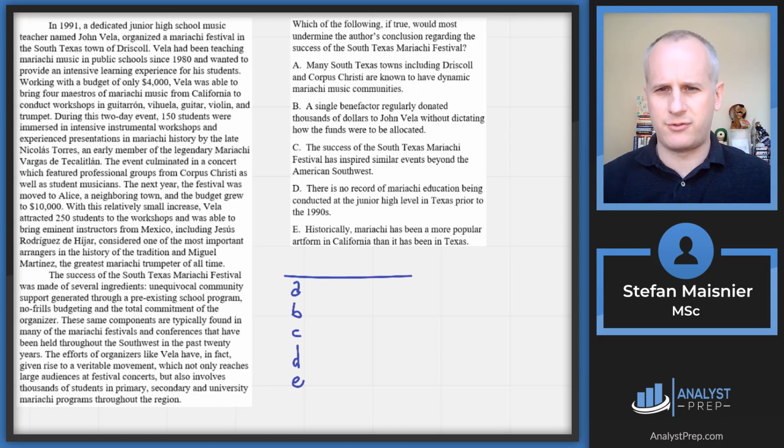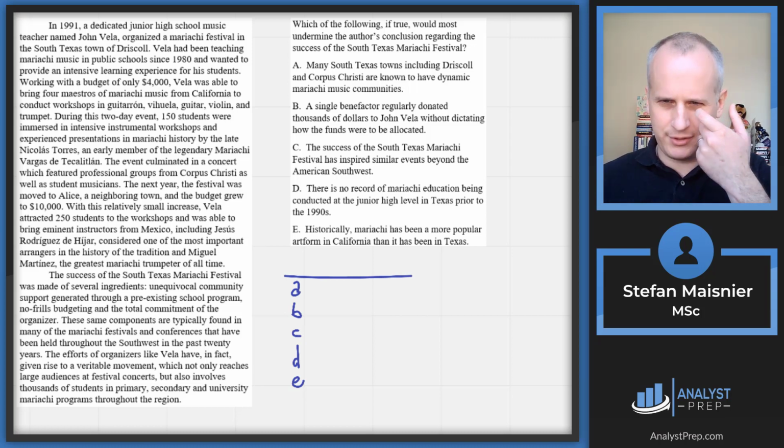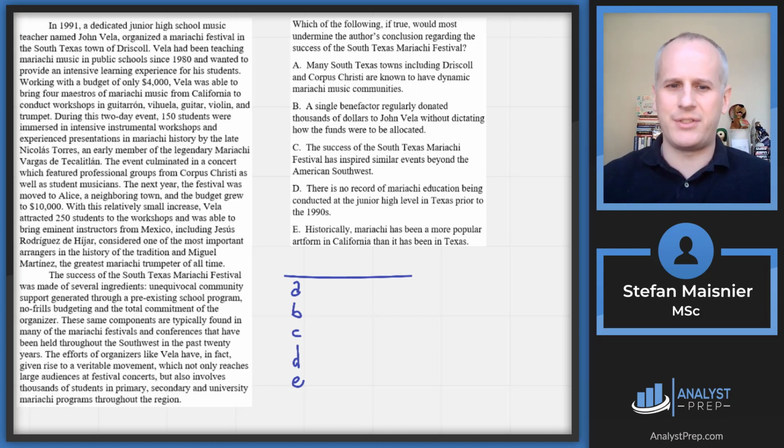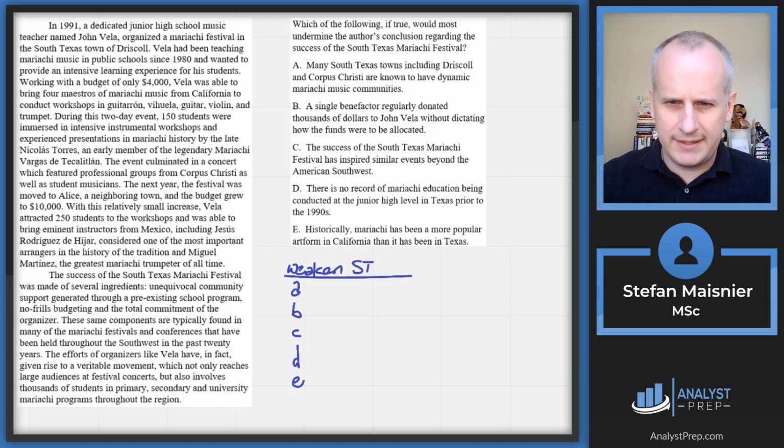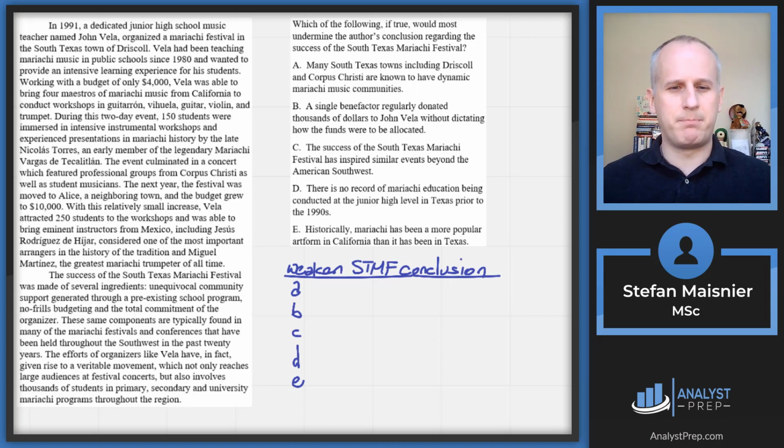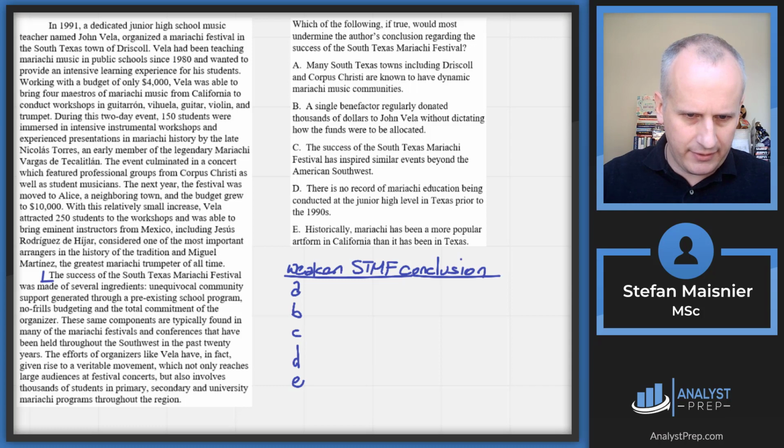So it says, which of the following, if true, would most undermine the author's conclusion regarding the success of the South Texas Mariachi Festival? So we're basically looking to weaken that STMF conclusion. So they give us that term to basically go seek. And so we're going to look for success of the South Texas Mariachi Festival. And we find it right here in the passage.